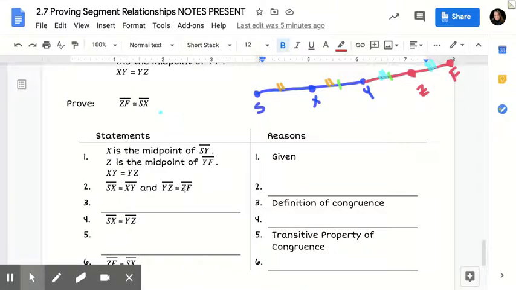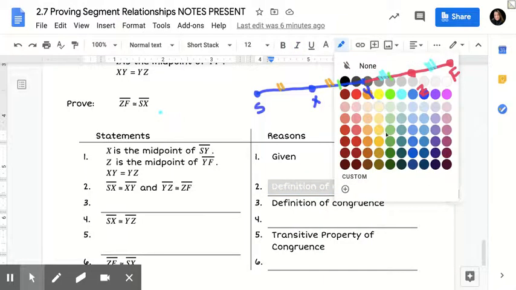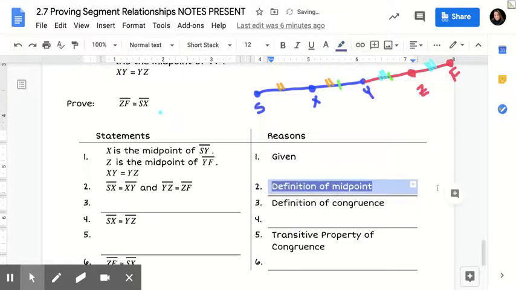There's another piece of information here, though. YZ is congruent to ZF. So that is also definition of midpoint. So this is definition of midpoint for our reason. Okay, from that, I can get some more information now. Actually, no, that's going back to my given information. Them telling me that the length of XY is equal to the length of YZ. By definition of congruence, I can say that those two line segments are congruent to one another.